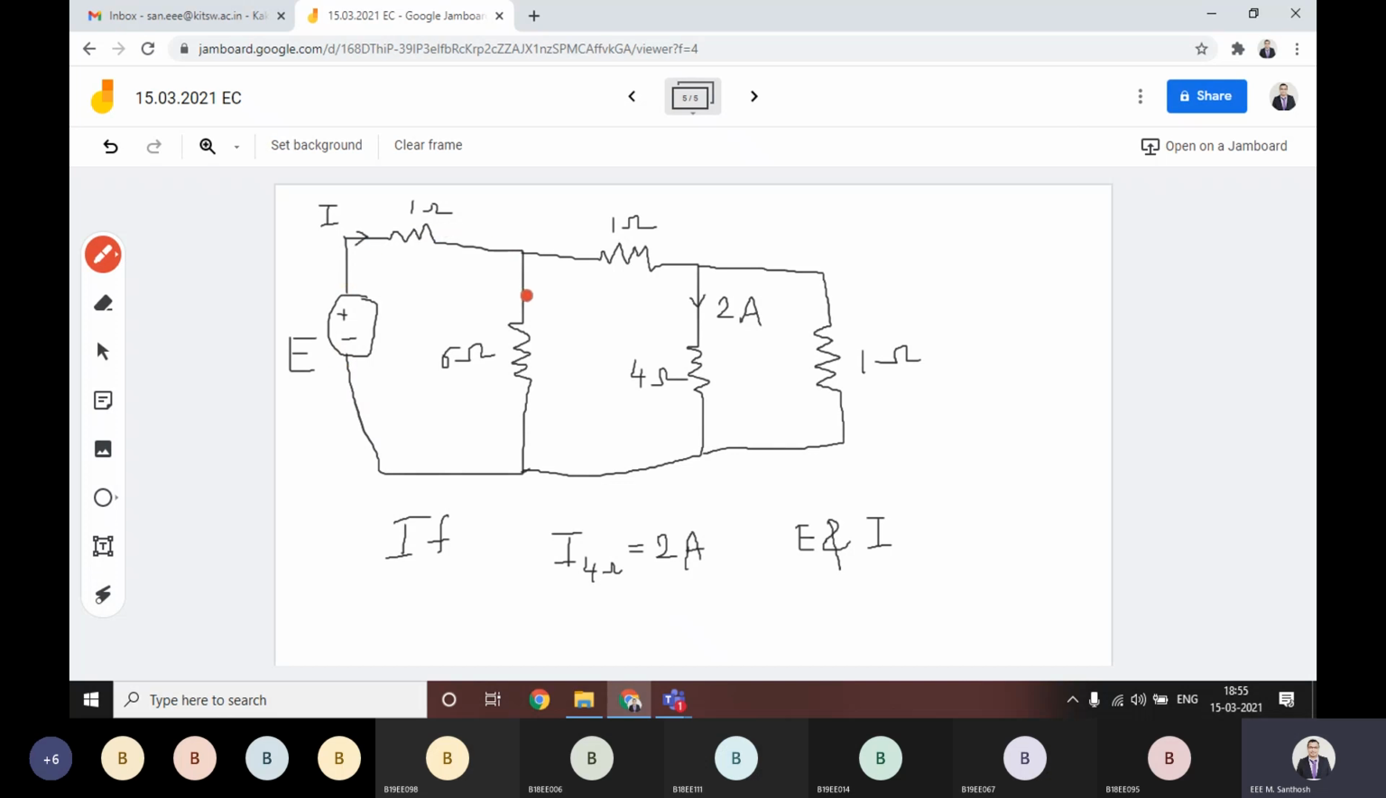Obviously this current will divide into two parts here. Again this current will divide into two parts here, right? If they have given this clue, from this point you have to start. Across the 4 ohm the current is 2 amperes, they told. Then if this is 2 amperes, what is the voltage across this resistor? 2 amperes into 4 ohm. The voltage value is 8 volts, right?